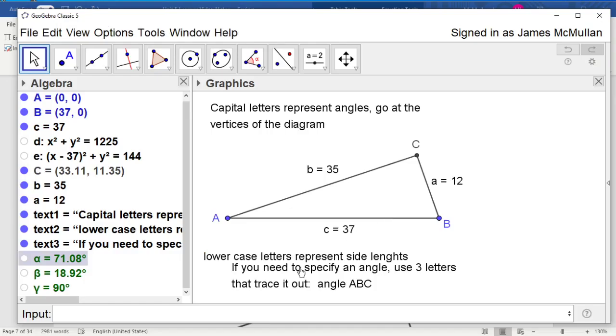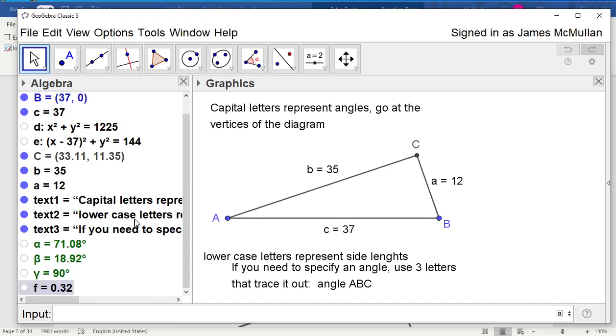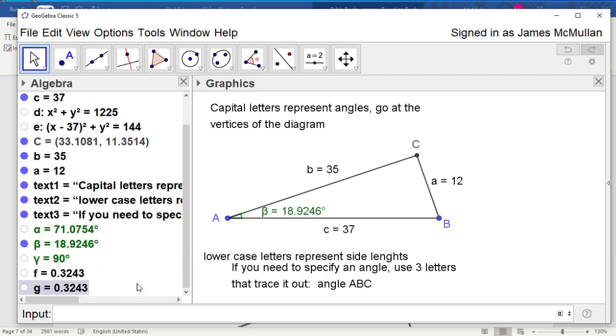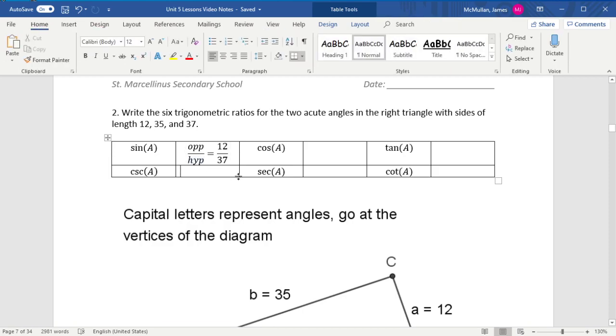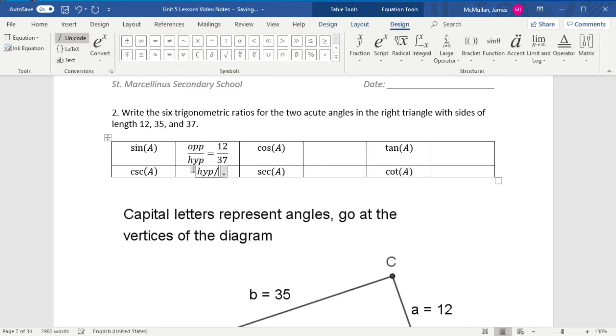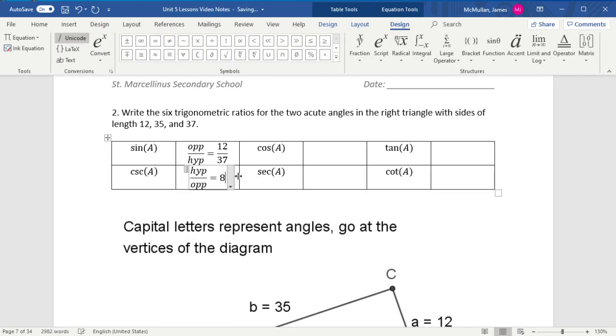Now let's go back for a second and check that answer. If I type 12 over 37, I get this number, 0.3243. Now, the angle that was over here was beta. If I type sine of beta, I get 0.3243. I get that exact number, right? So you don't need your calculator if you already have the ratios or the values that you need. Here is the hypotenuse over the opposite, so it's 37 over 12.